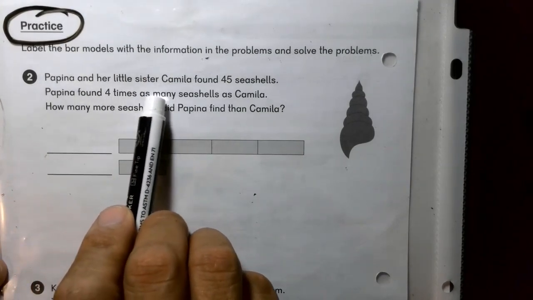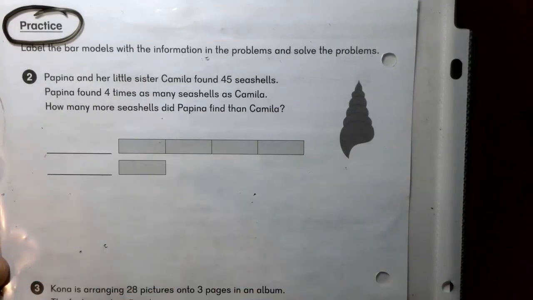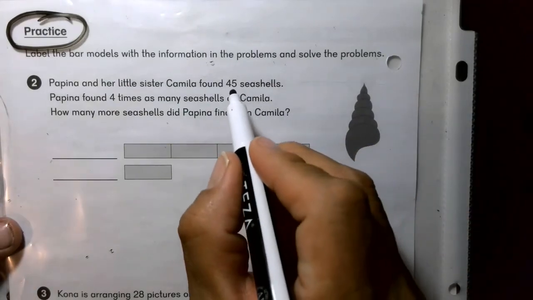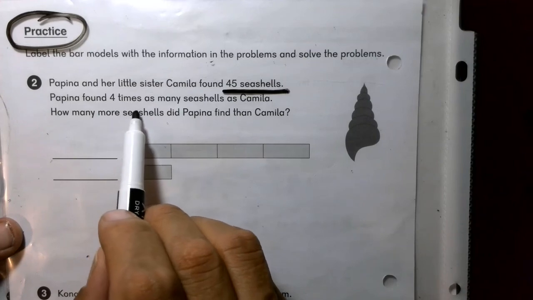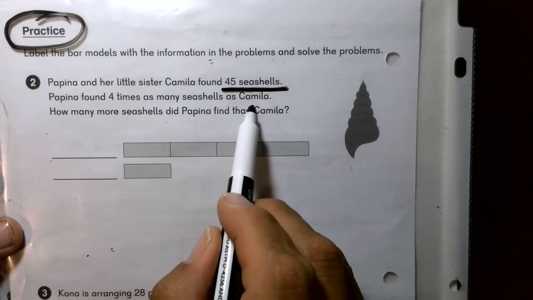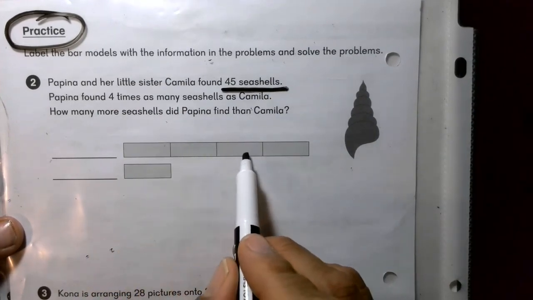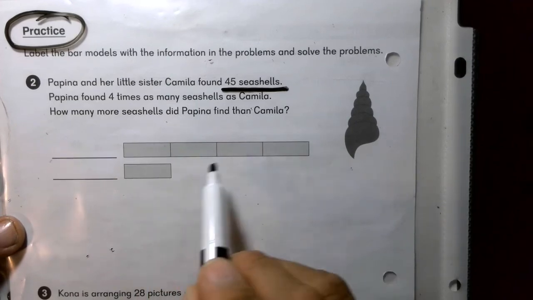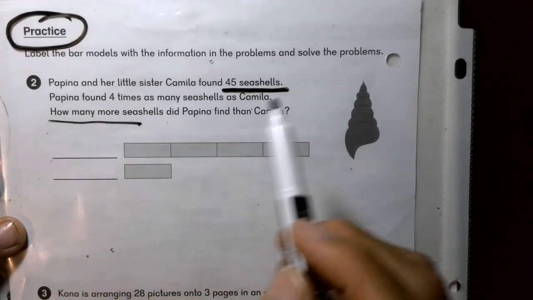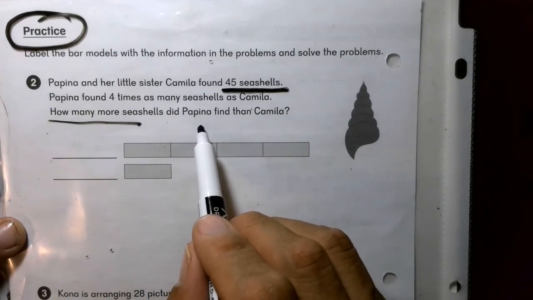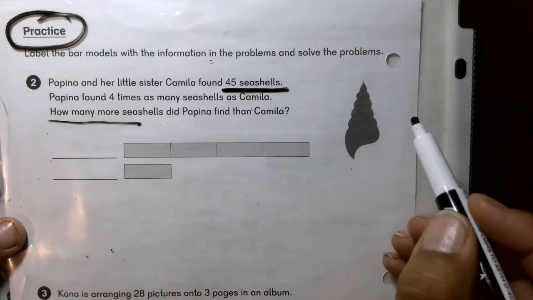Peppina and her little sister Camilla found 45 seashells. So both together they found 45 seashells. Then it says Peppina found 4 times as many seashells as Camilla. 1, 2, 3, 4. Hence, 4 times as many as Camilla. Then it says how many more seashells did Peppina find than Camilla?